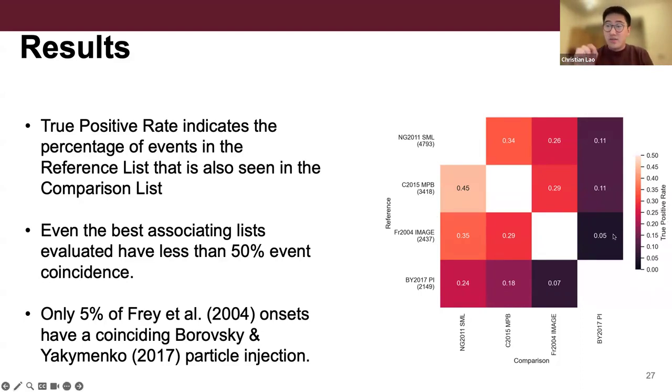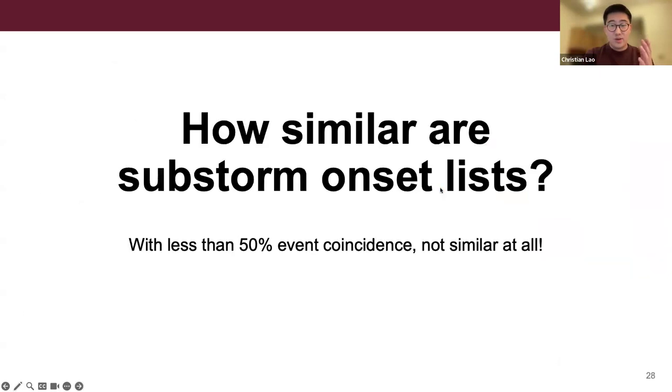As you can see here, only 5% of Frey onsets have a coinciding particle injection. So it shows you that there is a really low amount of coincidence between these two signatures, and that 5% corresponds to only about 100 events common to both the particle injections and the auroral onsets. So to answer my simple question from earlier, how similar are substorm onset lists in the literature? With less than 50% event coincidence, not similar at all.